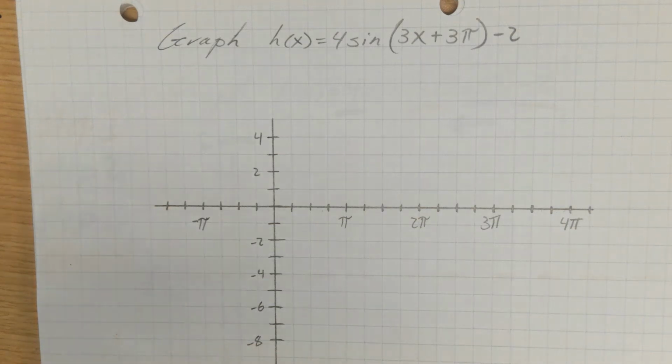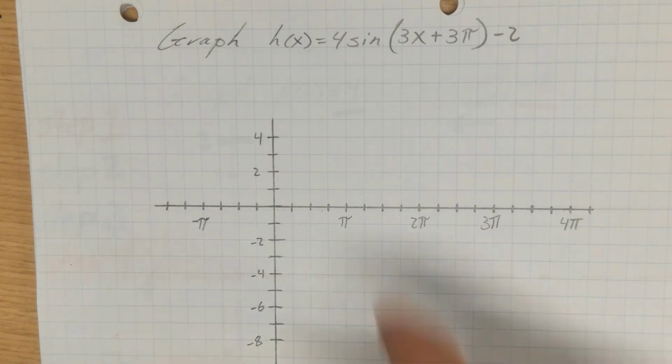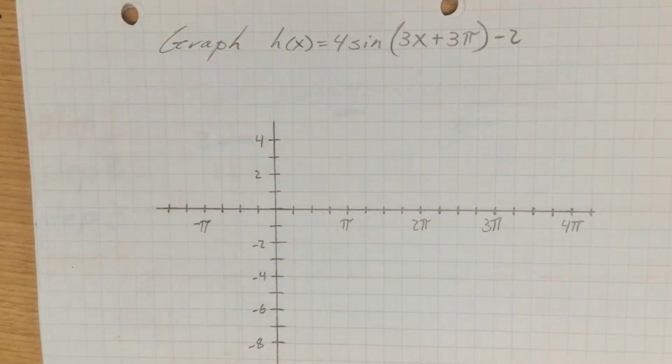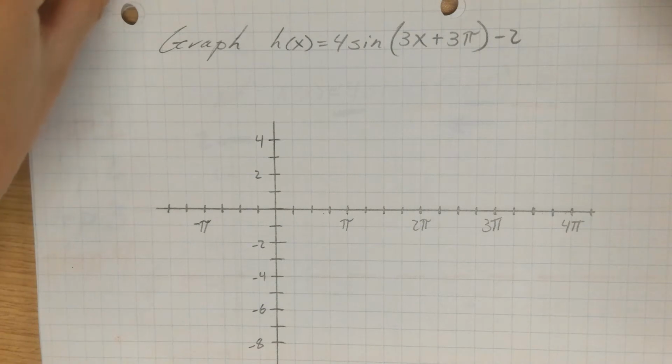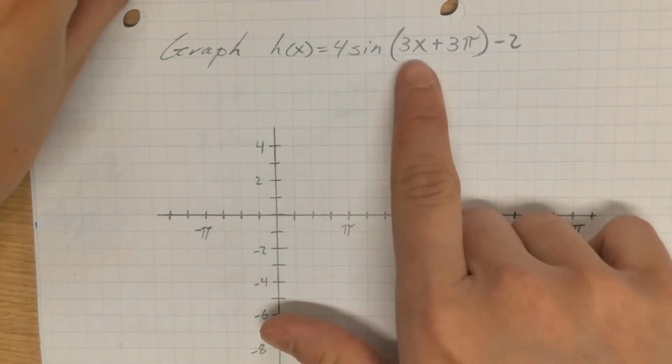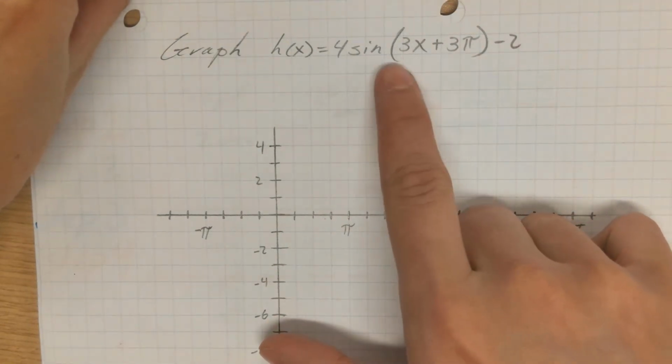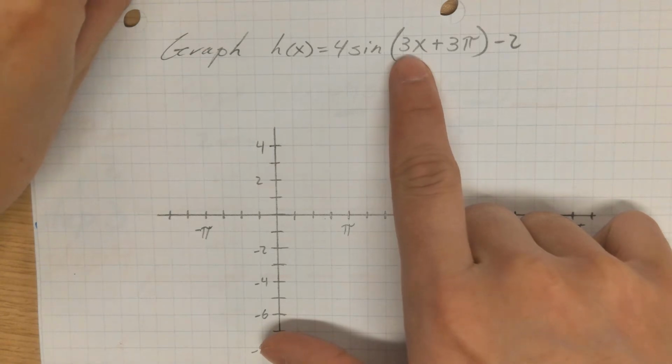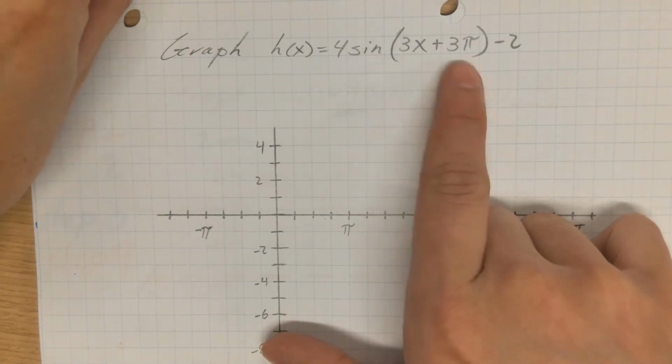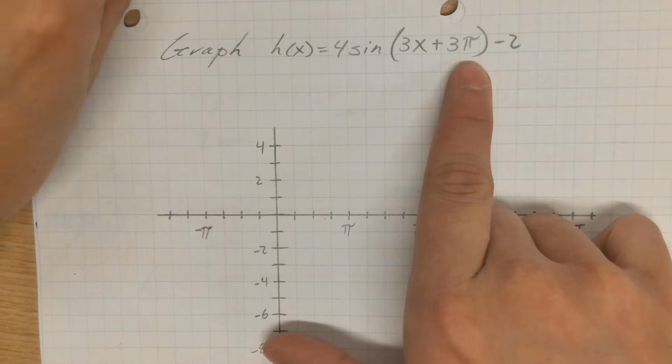Okay guys, in this video I'm going to show you an example on graphing the following equation. H of x equals 4 sine of 3x plus 3 pi minus 2. I went ahead and added one level of difficulty to this problem, where you can see inside of the parentheses the 3, I actually distributed it into the values x and pi.